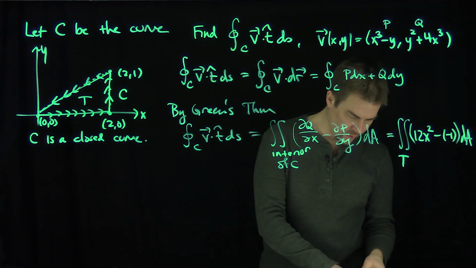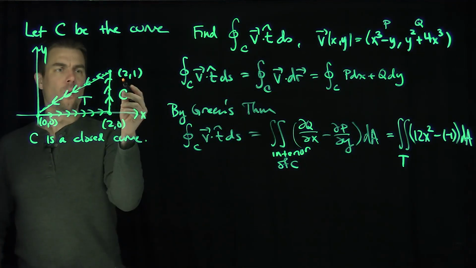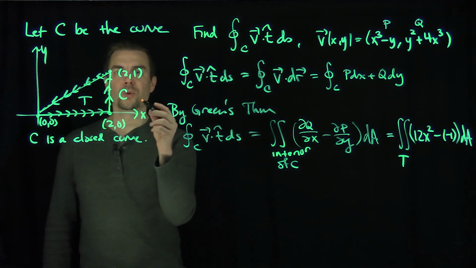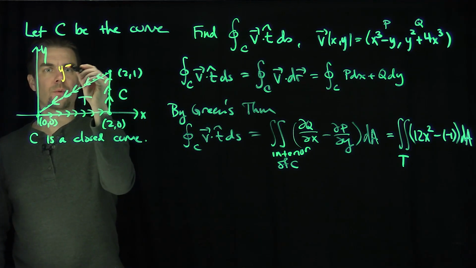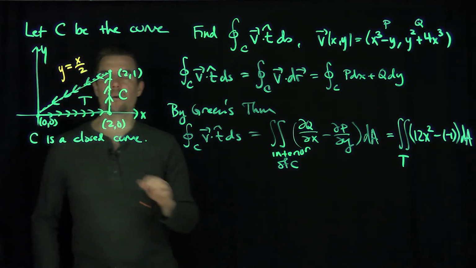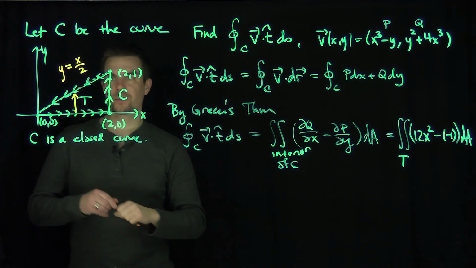So we have to parameterize this region. Let's see how we would go about doing that. Over here in this region, what is this curve? This curve goes from 0, 0 to 2, 1. So I can say that y is equal to x over 2 is the equation of this line, right? So in other words, y is going from 0 up to that line, and x goes from 0 to 2.